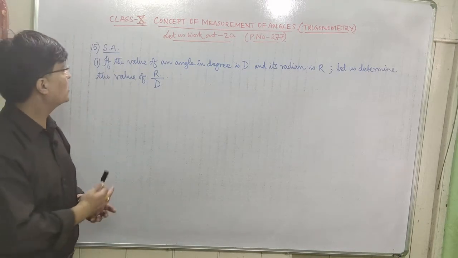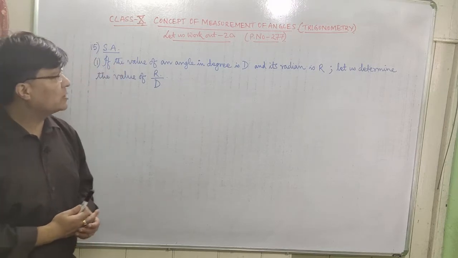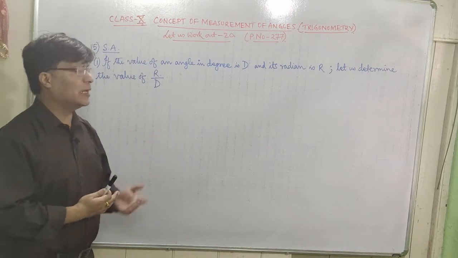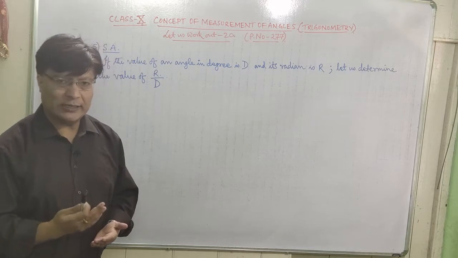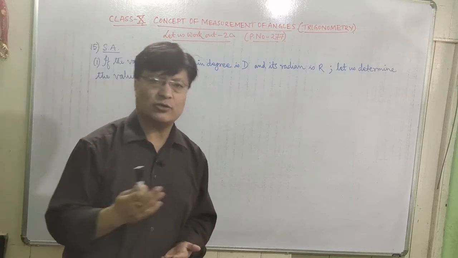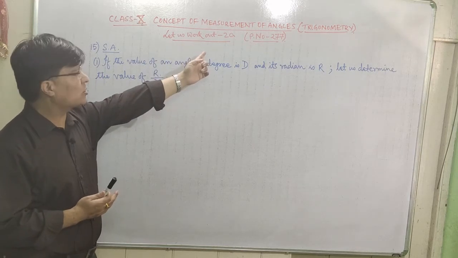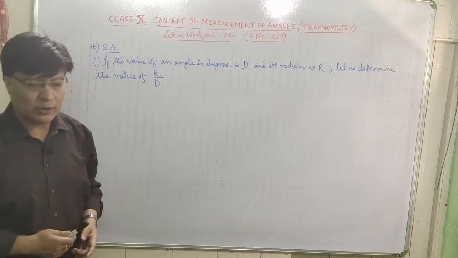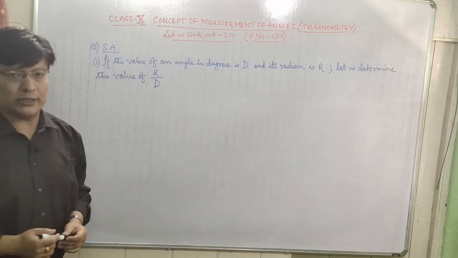So now I am doing class for class 10. The topic is concept of measurement of angles from trigonometry. In the last online class also we were doing the same chapter, so today is the continuation class of this chapter. Let us work out the same exercise, exercise 2020, page number 277 from the book Ganit Prakash for class 10 by West Bengal Board of Secondary Education.